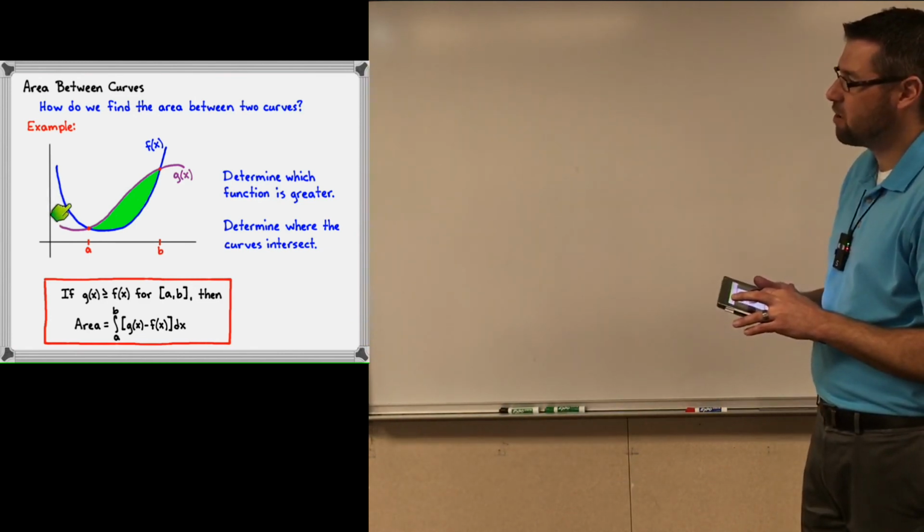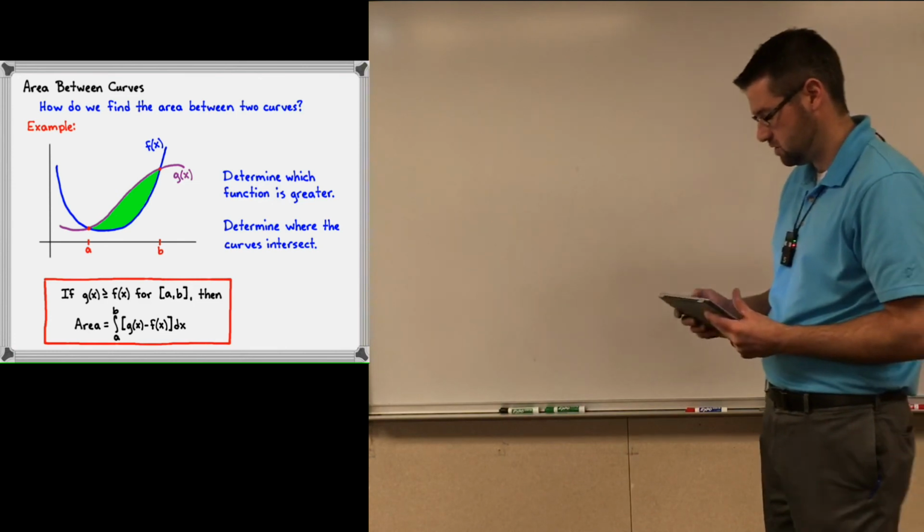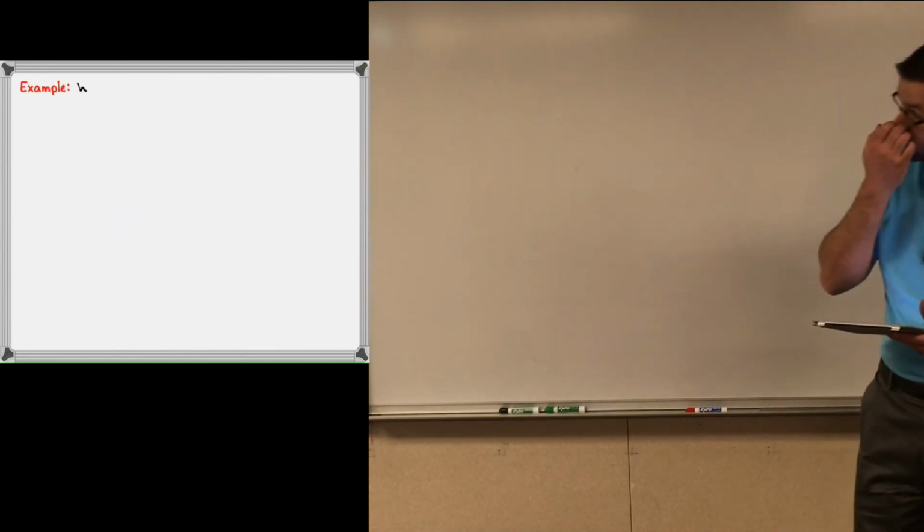If I'm looking at the blue curve, yes, the blue curve is above the purple curve in here, but I don't care about that. I care about in here. The purple curve is bigger, so G is bigger. Okay. So let's look at an example.